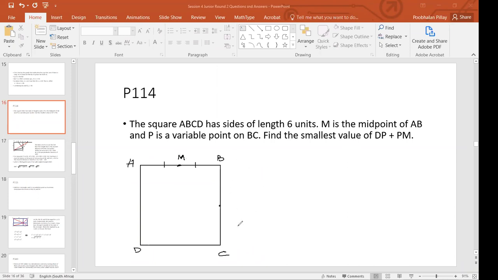So let's take a random point, a variable point, like here. That's P, and we need to find the smallest value of DP plus PM. So where is DP? DP is here. And PM is that. So you add these two numbers and you want to find the smallest possible value.